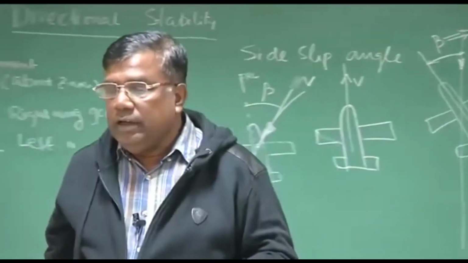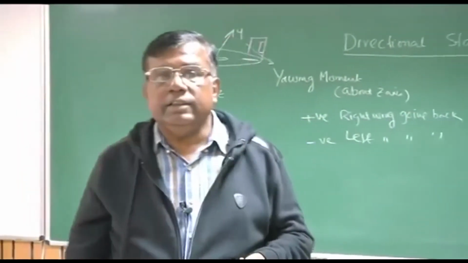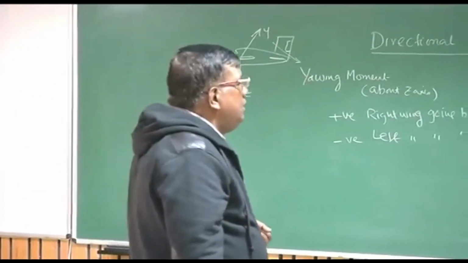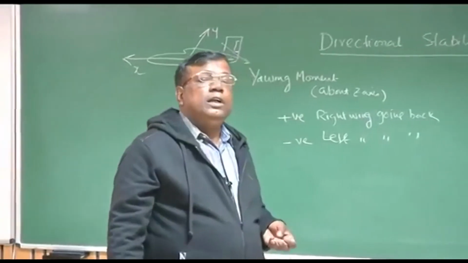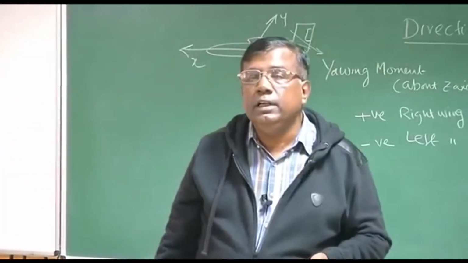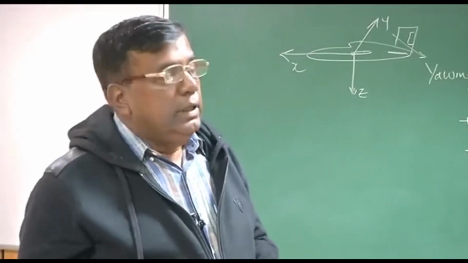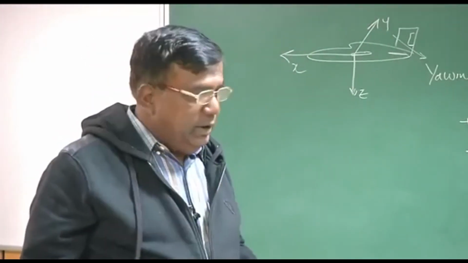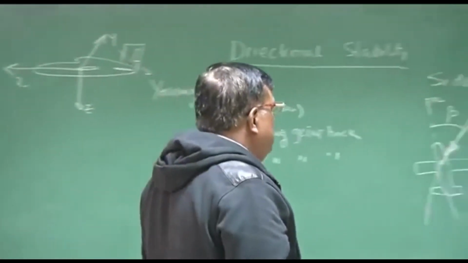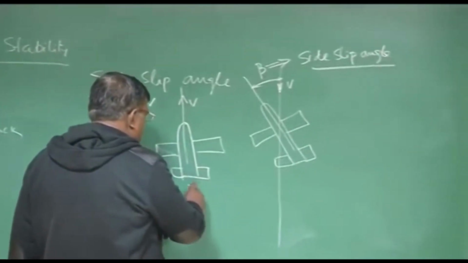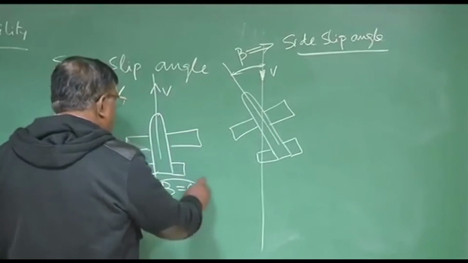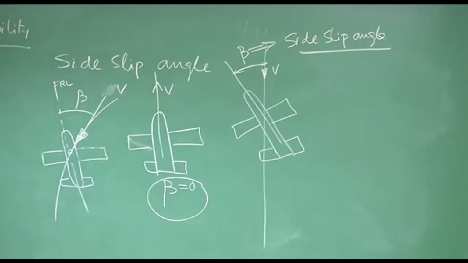To ensure static stability in the directional case, let us try to understand the meaning of static stability. We have seen that static stability means if a body is disturbed from its equilibrium state and has an initial tendency to come back to the equilibrium, then the body possesses static stability. Now, let us say this body was flying like this, beta equal to 0. Mostly the pilot will fly a machine at beta equal to 0. So for all practical purposes, beta equal to 0 is the equilibrium state for an airplane.